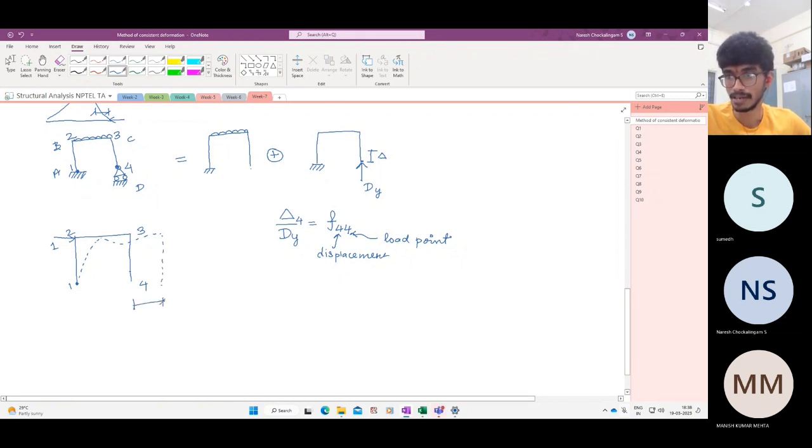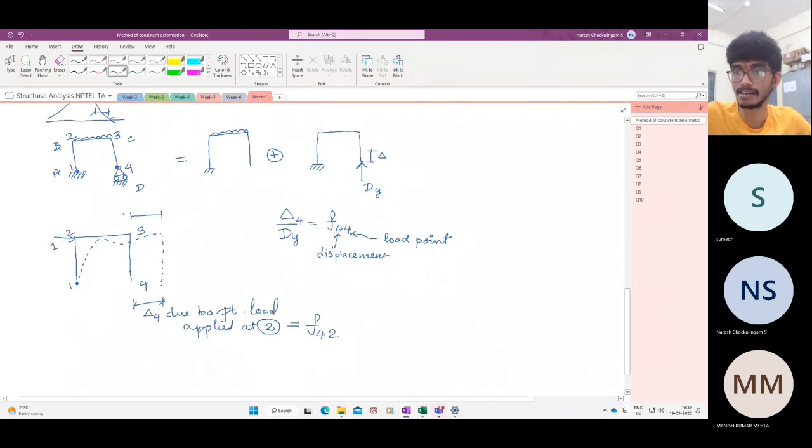So this will be delta 4 due to a point load applied at point 2. So this is nothing but F4. Similarly, this displacement is the displacement of point 3 due to a unit load applied at point 2. So this is F3. So this is F22. And one is fixed, so it is called F12, but if in case it is fixed, it is equal to 0. So this is the idea.